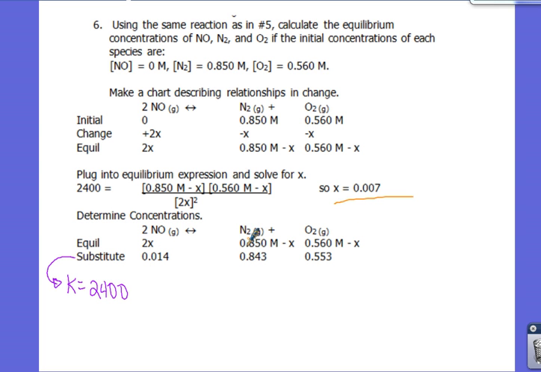Plug that back in the change in the equilibrium expression for 2x and these two. We've got pretty good quantities. And actually, if you test these 3 values, products divided by the reactant squared, you do get K is equal to 2400, which is kind of nice. Makes you feel good about your answers.